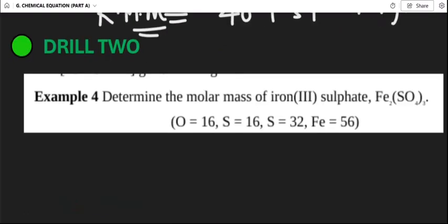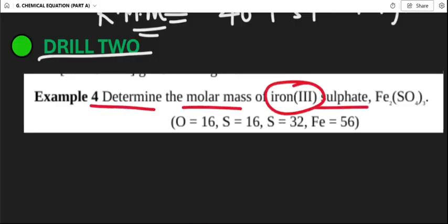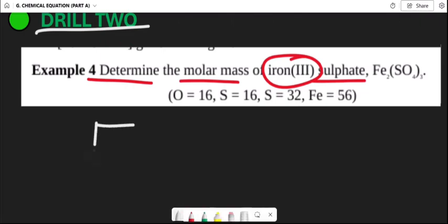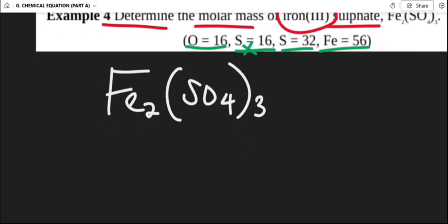Let's have another one. Now the other one, which is example 2, we have to determine the molar mass of iron(III) sulfate, Fe2(SO4)3. Where oxygen is known to be 16, sulfur is also, okay, I think this is an error. Sulfur is not supposed to be 16. Sulfur should be 32, while iron should be 56. So in this case, our iron is 56. When we look at it carefully, it has 2 atoms.